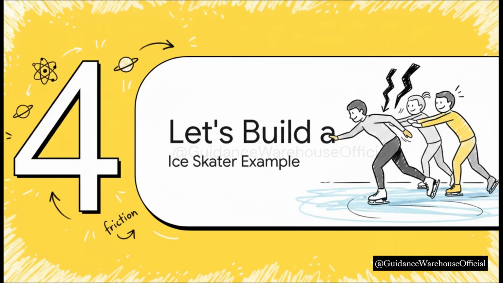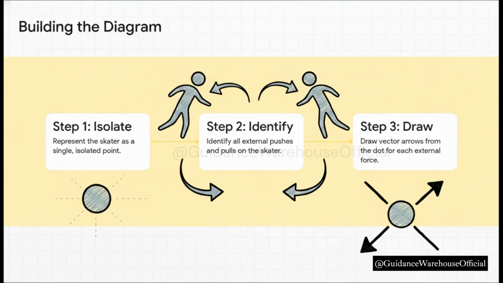Okay, enough talk. Let's actually put this into practice. We're going to build a free body diagram from scratch for our ice skater being pushed by two friends. You're going to see just how simple and useful this thing is. Okay, here we go. Step 1. We isolate the body. Our third skater becomes a simple dot. Forget the skates, the hat, all of it. They're just a dot.